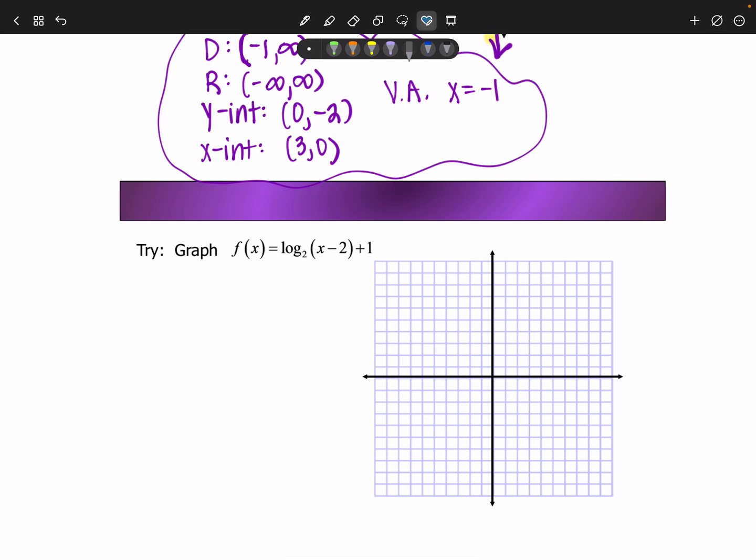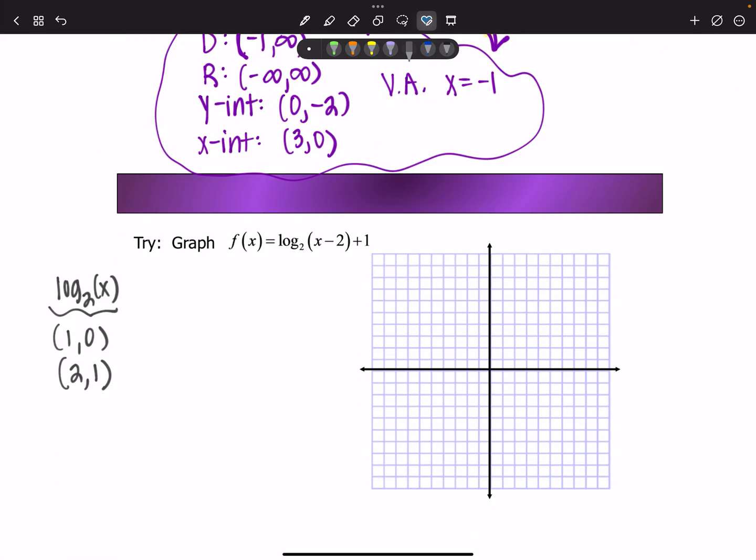Okay, if you haven't pressed pause, please press pause and do the problem. If you have pressed pause, welcome back. Here we go. We've got log base 2 of x. We've got some ordered pairs: 1, 0; 2, 1, right? We've got 4, 2. And we've got 8, 3.